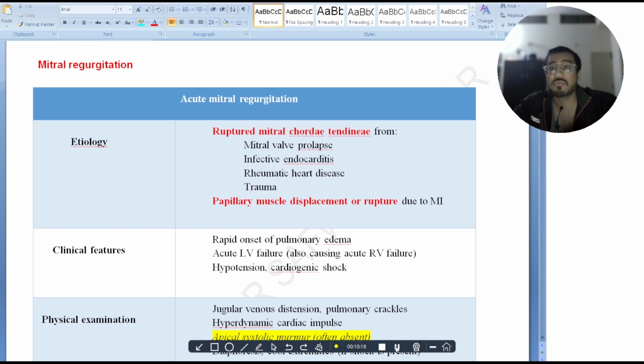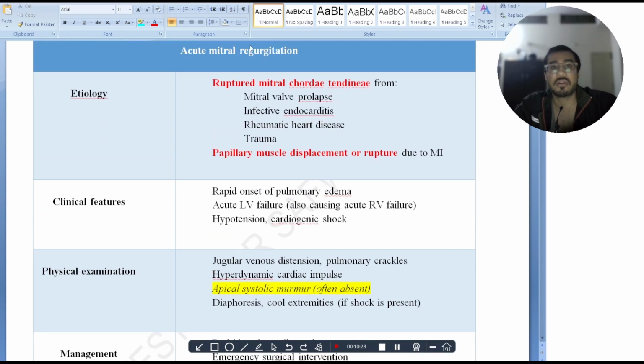There is dilation of the mitral valve annulus, the ring that holds the mitral valve. So when there's dilation, that also results in mitral regurgitation that is acute in nature. Clinical features of acute mitral regurg: rapid onset of pulmonary edema. Why? Because there's no compensation going on. There's mitral leakage, all the blood starts flowing backwards into the lungs, and there's pulmonary edema.